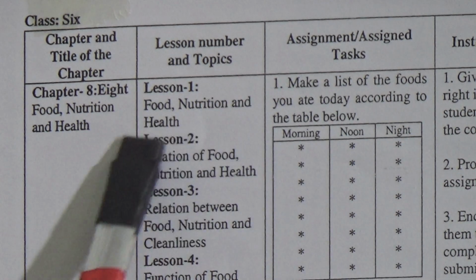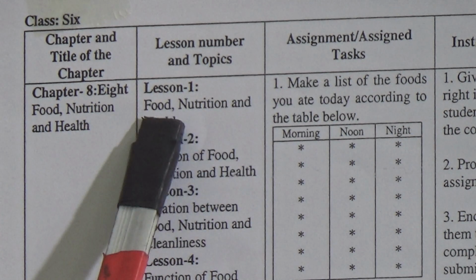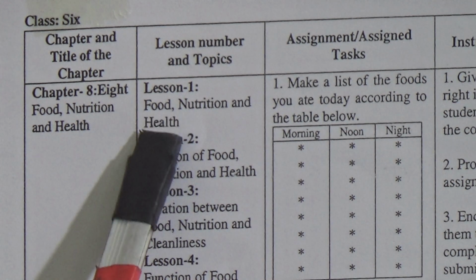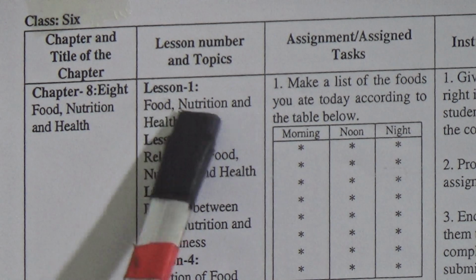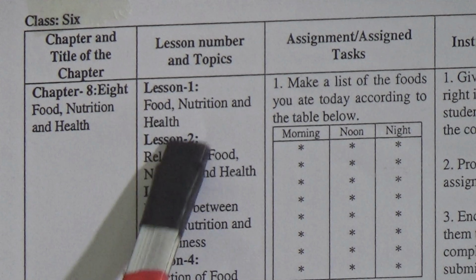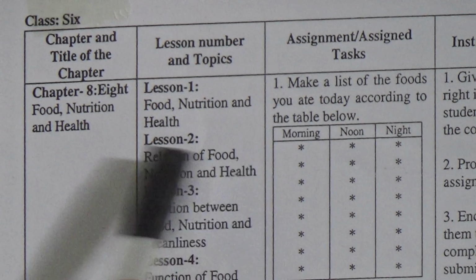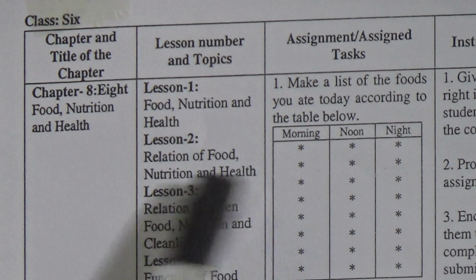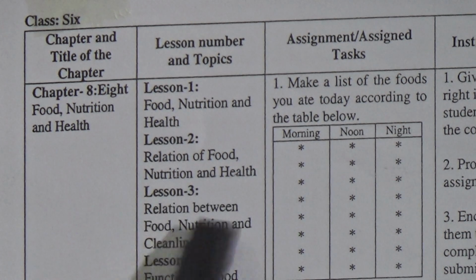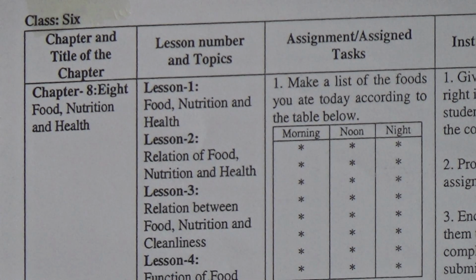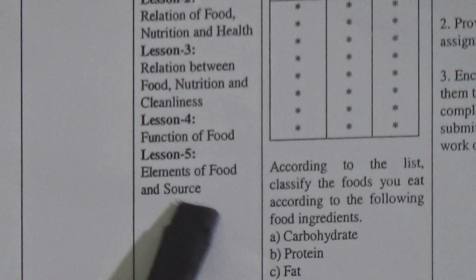Lesson 1, here you will get food, nutrition and health. Lesson 2, relation of food, nutrition and health. Lesson 3, relation between food, nutrition and cleanliness. Lesson 4, function of food. And lesson 5, elements of food and source.